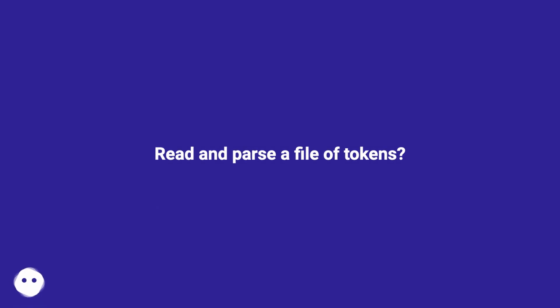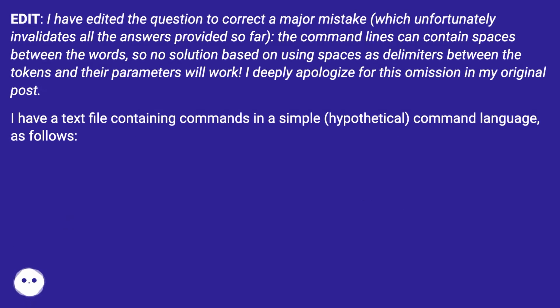Read and parse a file of tokens. Edit: I have edited the question to correct a major mistake, which unfortunately invalidates all the answers provided so far. The command lines can contain spaces between the words, so no solution based on using spaces as delimiters between the tokens and their parameters will work. I deeply apologize for this omission in my original post.